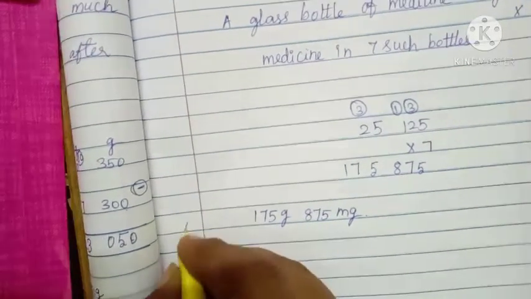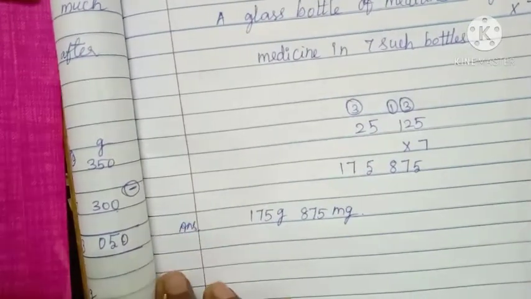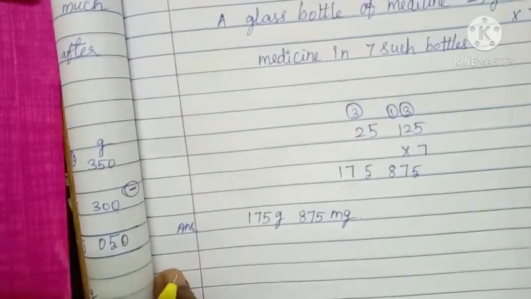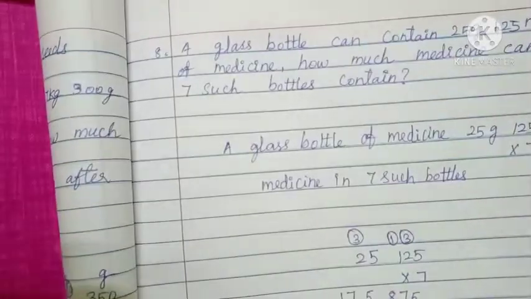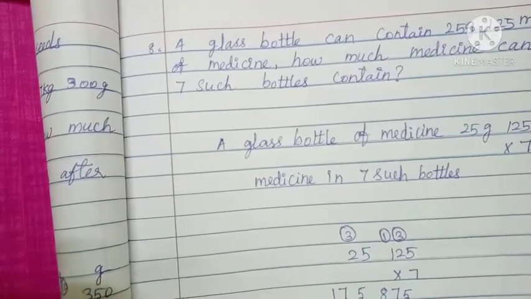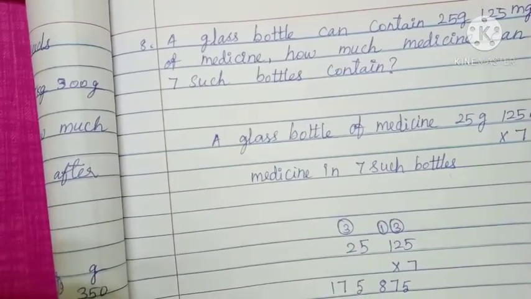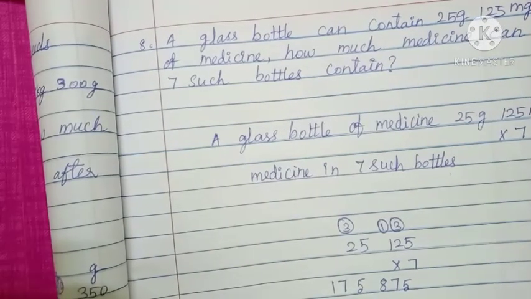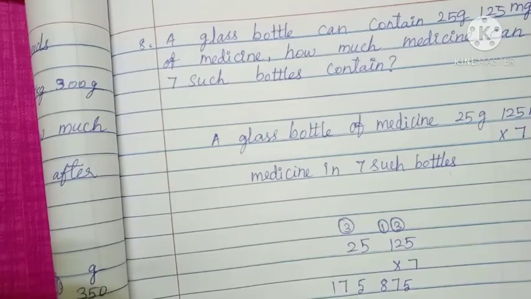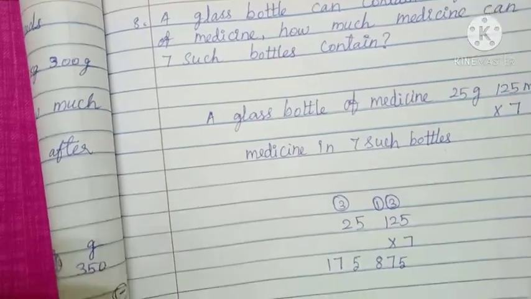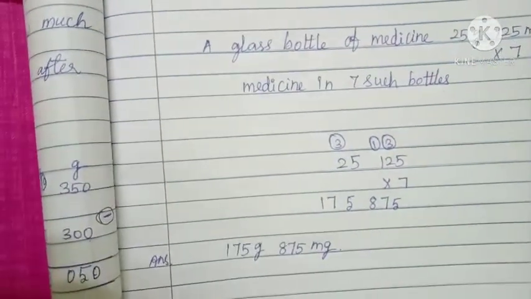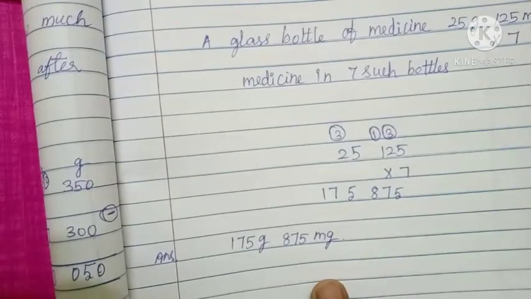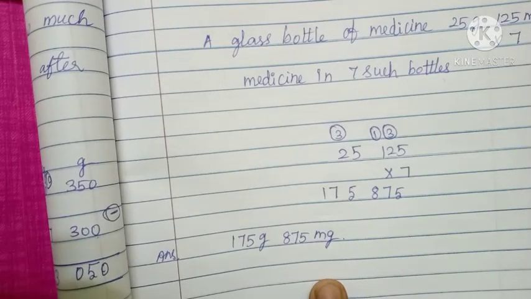This is the answer. 7 such bottles have this much medicine. Okay children, you understand the word problem? A glass bottle, only one bottle has medicine of 25 gram 125 milligrams. But here asking for 7 such bottles. So do multiplication and get the answer, 175 gram and 875 milligrams. You understand now? Thank you children.